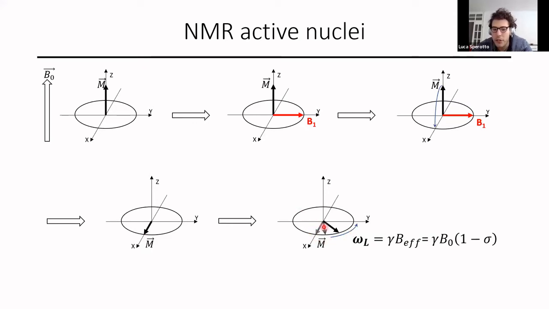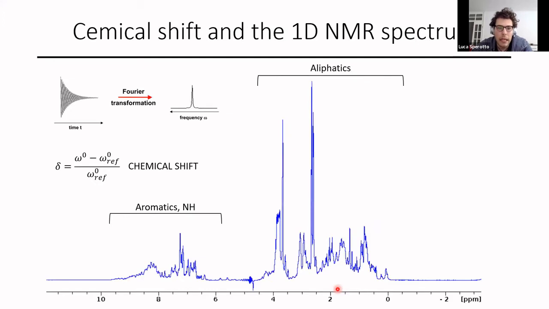This oscillation is what we collect to then get our NMR spectra, and this frequency is called the Larmor frequency. So we collect this oscillation and apply a Fourier transform, which is a mathematical transformation. And at the end, we have our 1D spectrum, where our axis is in frequencies, even if it is not exactly in the dimension of frequencies.